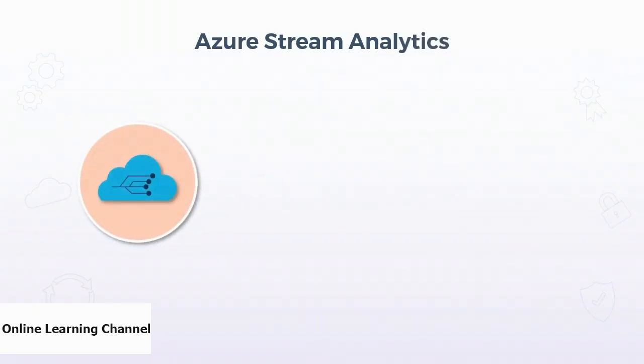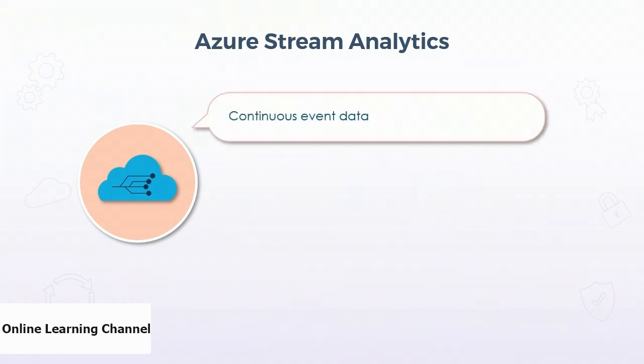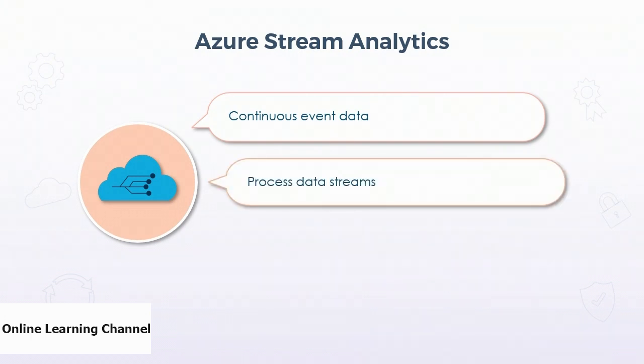The next service we'll discuss in this course is Azure Stream Analytics. Now this can be a very powerful tool, but you have to be very careful about how you use it. The main thing about Stream Analytics is that it's primarily geared towards real-time, continuous analysis of event data as it comes into your system. Effectively, Stream Analytics is used to process what we refer to as data streams.